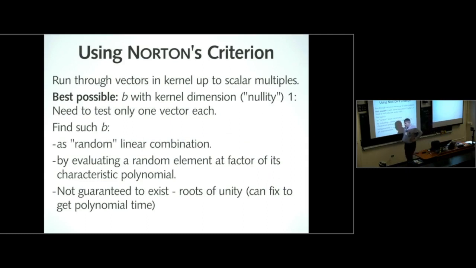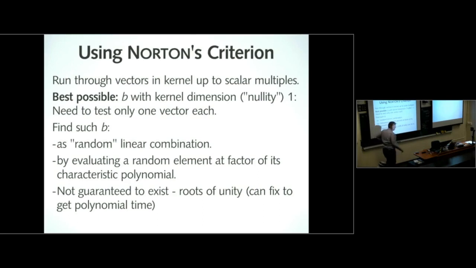How do we use it? We run through all vectors in the kernel up to scalar multiples. In particular it is nice if the kernel has dimension 1. The dimension of the kernel in this context is often called nullity, and in that case we just need to test one vector, because clearly we need to run through these vectors only up to scalar multiples. Right. One can't guarantee this all the time, but in many cases this works quite well.